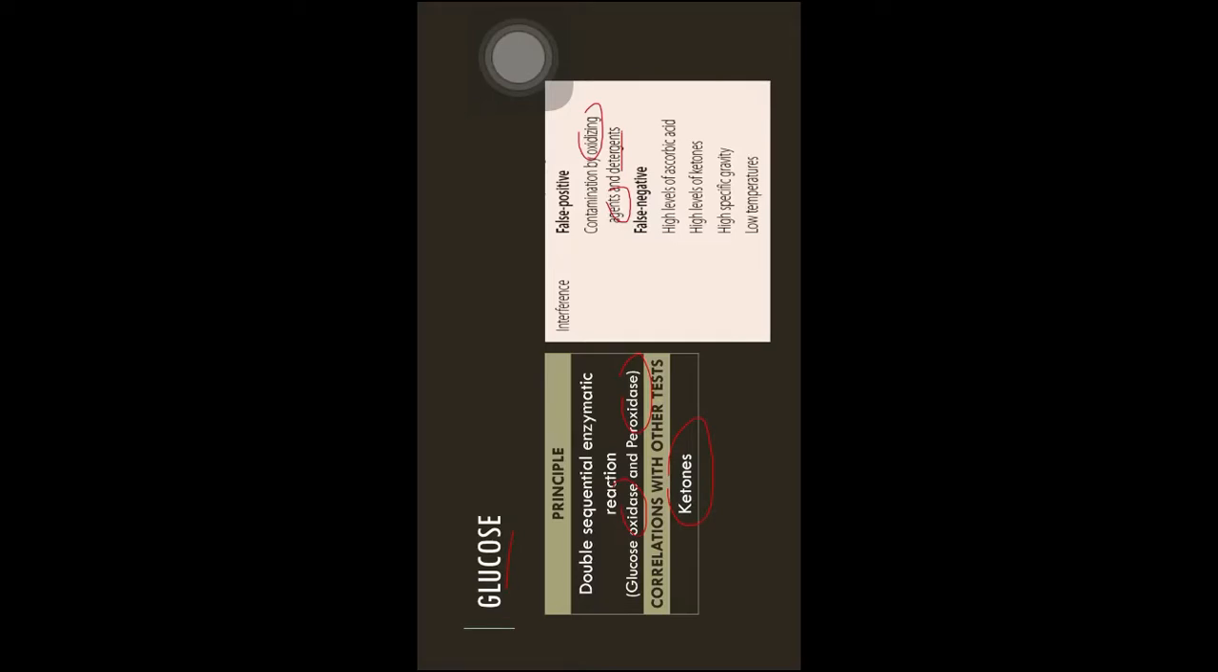How about false negative? Since this is an oxidase, the false positive comes from oxidizers; the false negative, of course, comes from those with reducing properties. For false negative, high levels of ascorbic acid. Take note, high levels of ascorbic acid. That is where our mnemonic comes in, the counting: blood, bilirubin, leukocytes, nitrite, glucose. Those are the analytes affected by the presence of ascorbic acid.